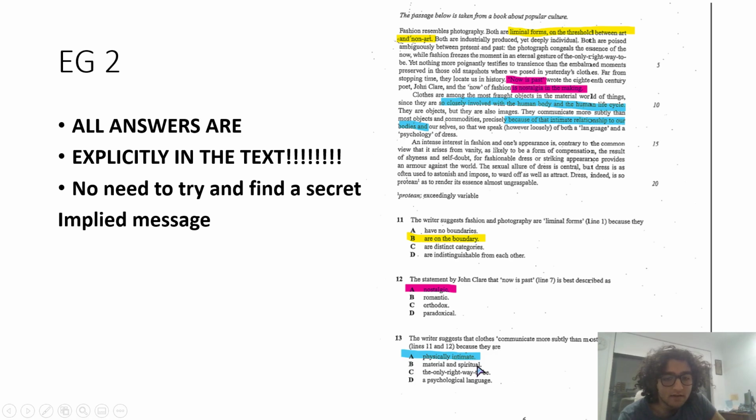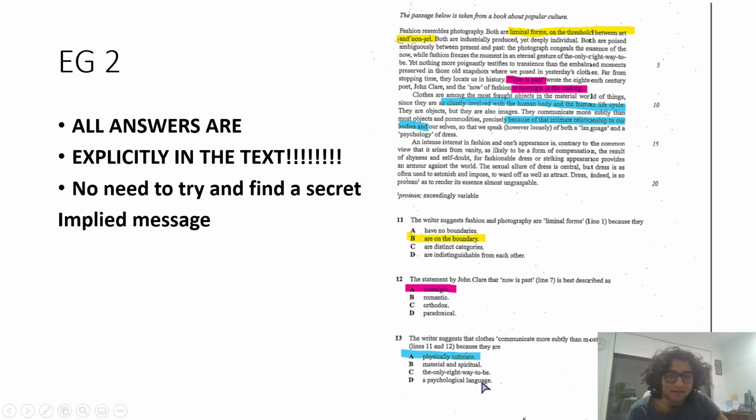Okay, material and spiritual, gone. Right? Nothing about it says material and spiritual. It does say in the material world of things. Sure, they're in the material world of things. Does that mean material and spiritual? No. The only right way to be doesn't tell you about that at all.